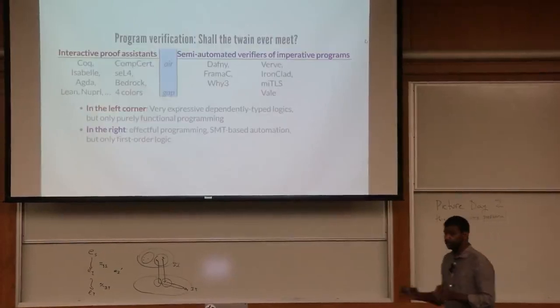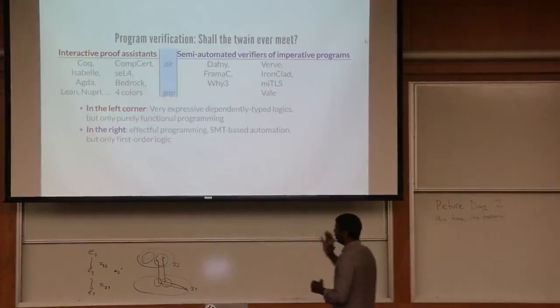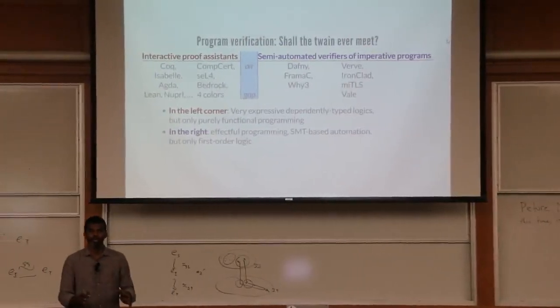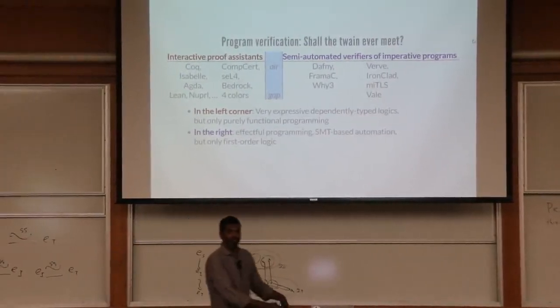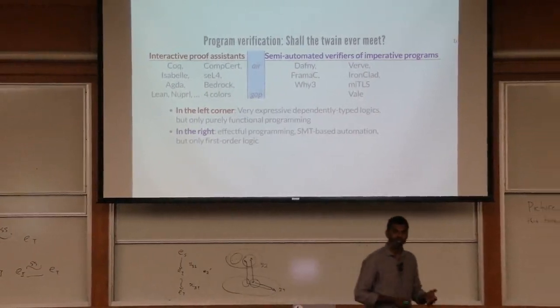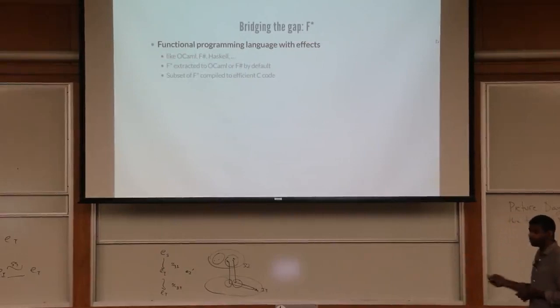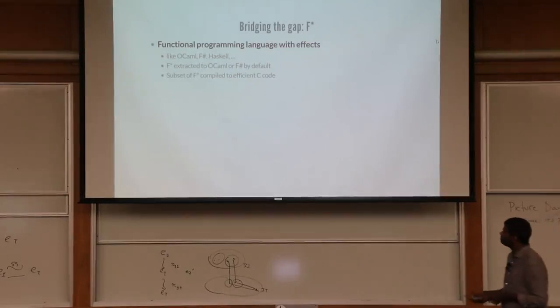So the point I'm making is that the stuff on this side is very rich in logics, but very poor in programming. And the stuff on that side is very rich in programming, but rather poor in logics. So F* is a functional programming language with effects. It's like OCaml or F# or Haskell. And it extracts, in fact, to OCaml and F#. I'll tell you about how F* extracts some more in a bit.